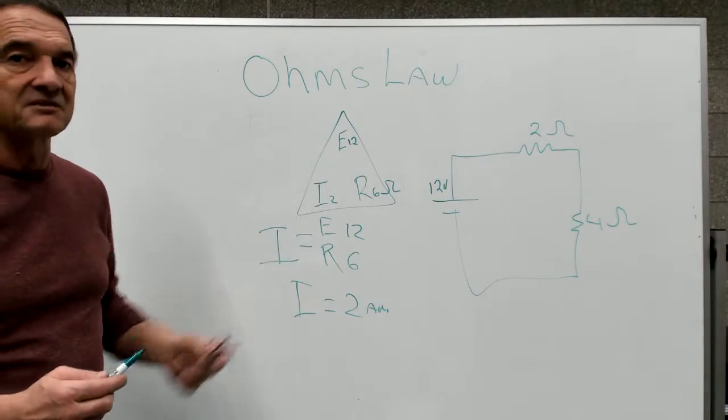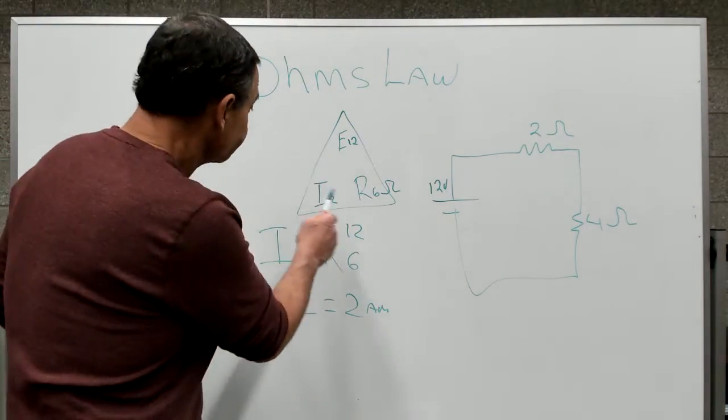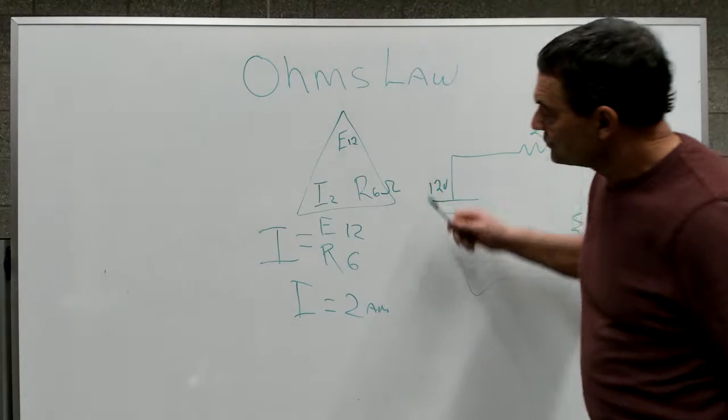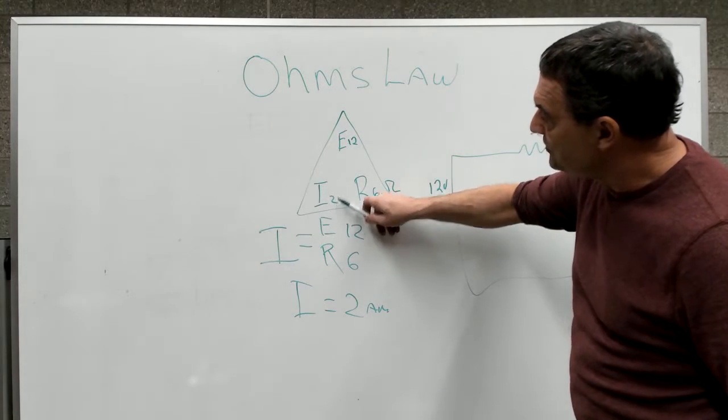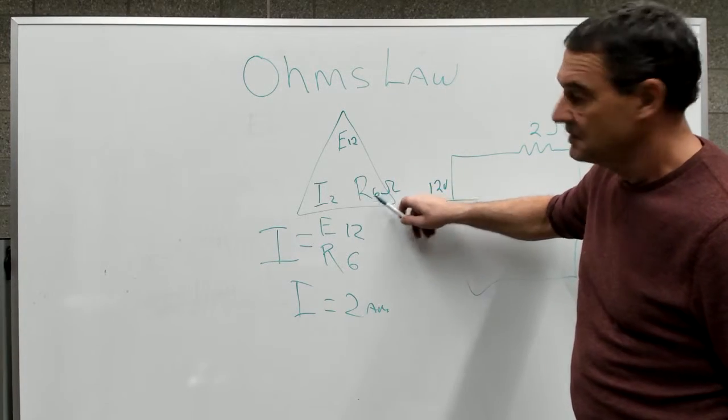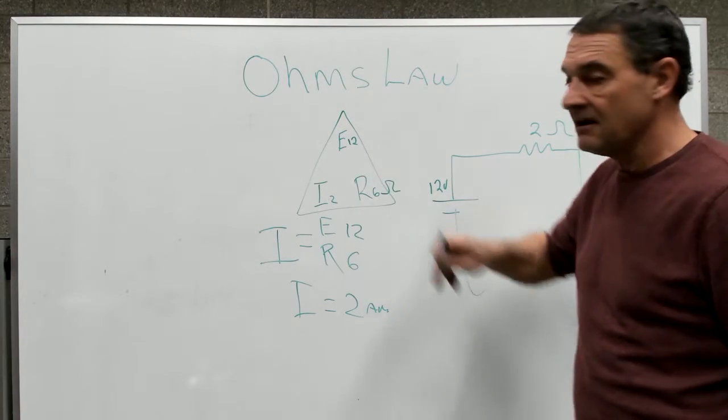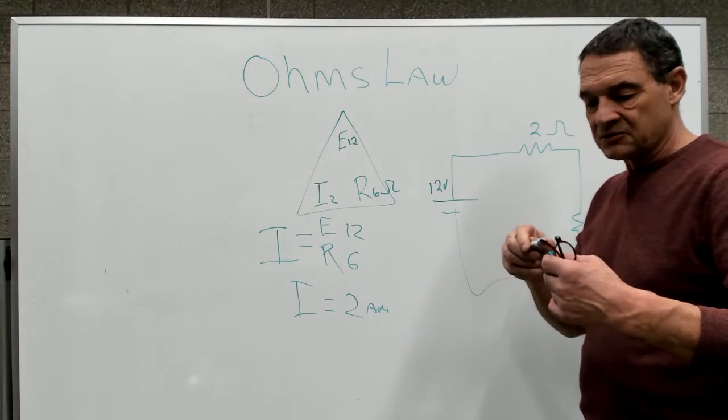Let's check our numbers and make sure they're correct. So, I'm going to get on the other side here. So, we can go 2 divided by 12 equals 6. Or 2 times 6 equals 12. This is balanced. We're using Ohm's law correctly.